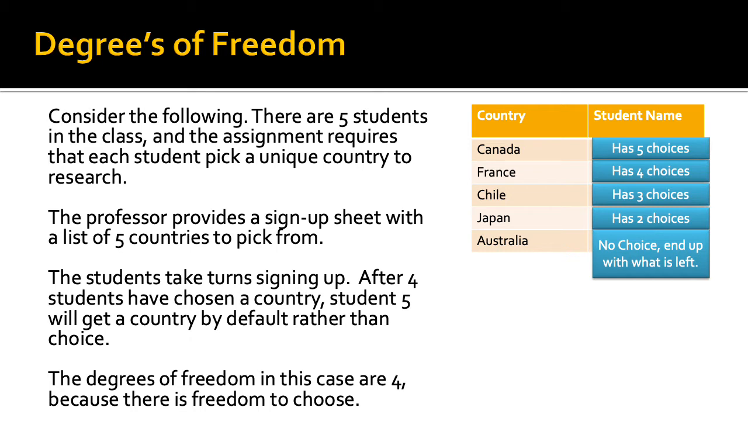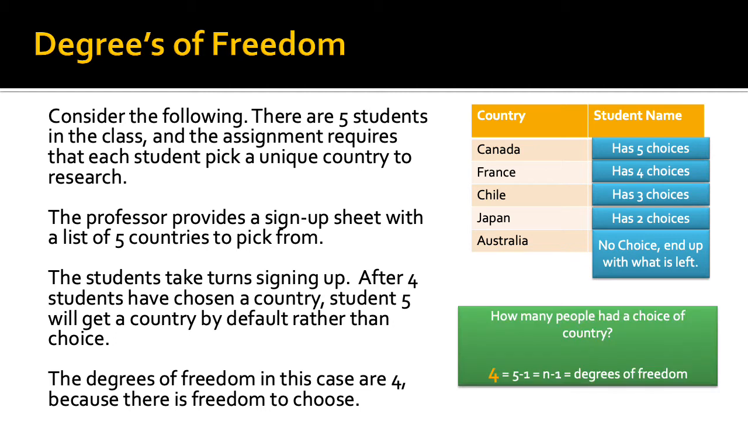The second student would end up with 4. The third student would have 3, right? For this guy here, he has 1, 2, 3 different choices. But by the time we get to the last student, the 5th student to choose, there is no more choice. Basically, he ends up with whatever country is left in the list. So in this case, how many students had the ability to choose? Well, 4, which is 5 minus 1, or n minus 1 degrees of freedom.